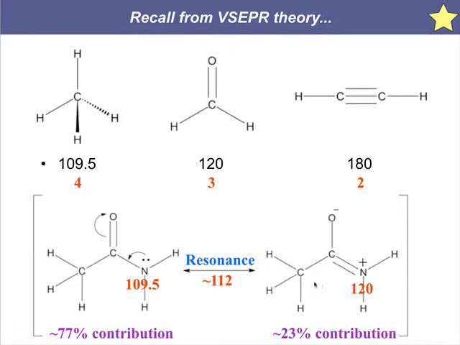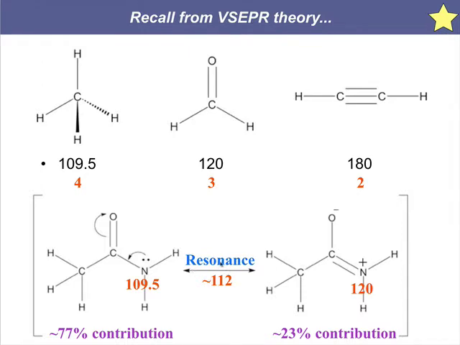And again, when we have resonance structures, the real structure represents a hybrid of the two. The real structure lies somewhere between the two. Now, 112 is not exactly halfway between 109.5 and 120. In fact, you see 112 actually is a little bit closer to 109.5 than 120. Why would that be? Why would the real structure not be exactly between the two, but look a little more like one than the other?